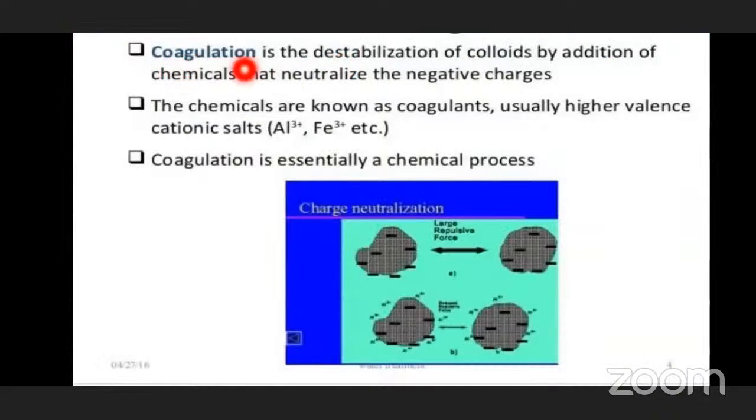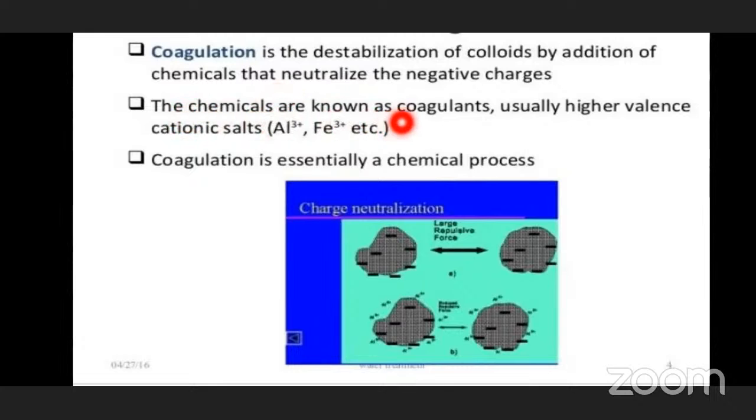Here is one more definition of coagulation. Coagulation is the destabilization of colloids by addition of chemicals that neutralize the negative charges. That means coagulation is nothing but the destabilization of colloids by addition of other chemicals, which are used to neutralize the opposite charges. It will neutralize the opposite charges. That process, that phenomenon, is also called coagulation or solidification.